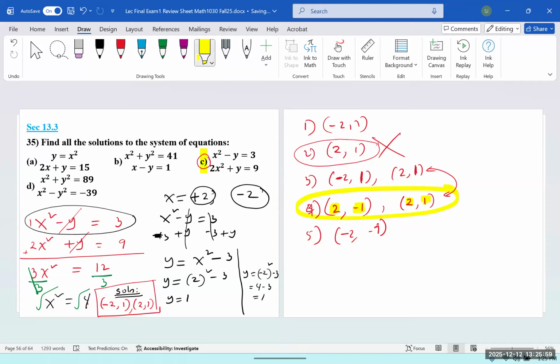Because you're in a hurry, right? You didn't read the entire thing, you just saw something and circled. So if you did all of these but circled the wrong one, you still get 0. You have to be careful, very careful.